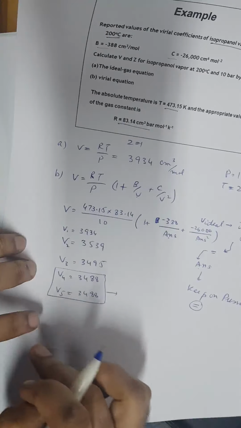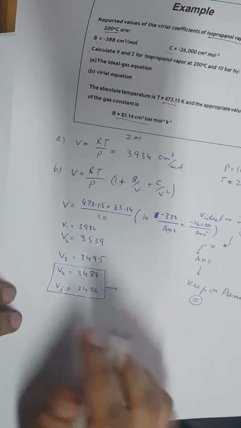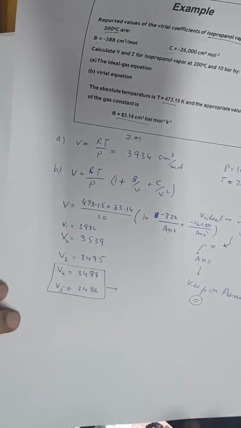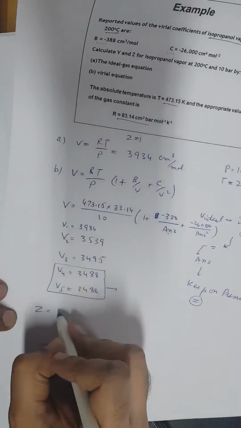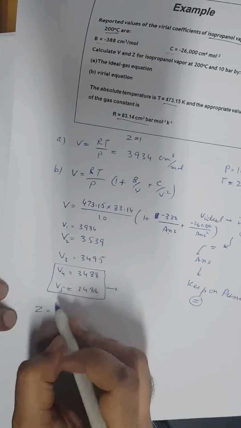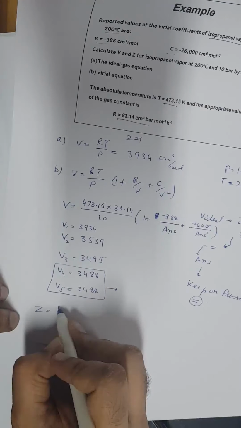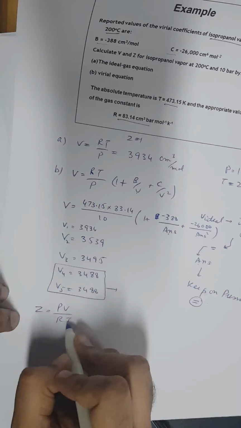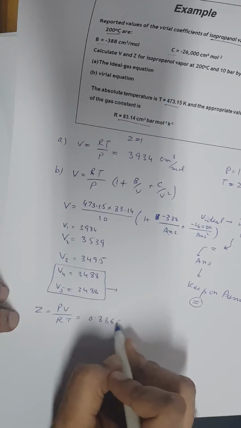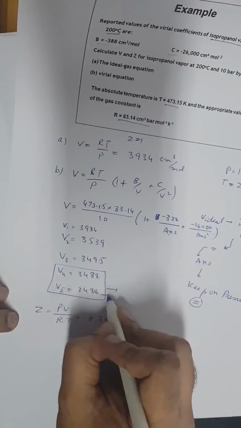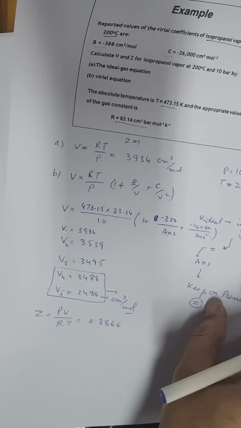So I already told you, this is how we can solve the problem. Once we know V, then we can easily calculate Z. So Z is equal to PV over RT. So you can easily find the Z value. It comes out to be 0.8866. And here we have cubic centimeter per mole. So this is how we can solve the problem.